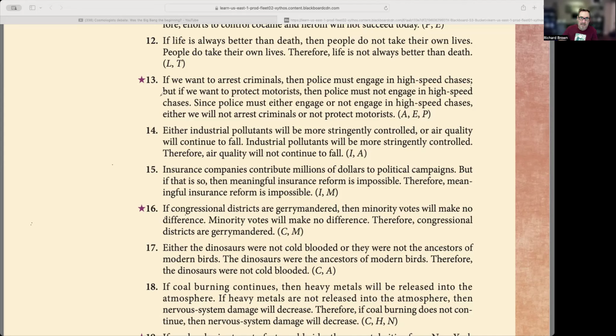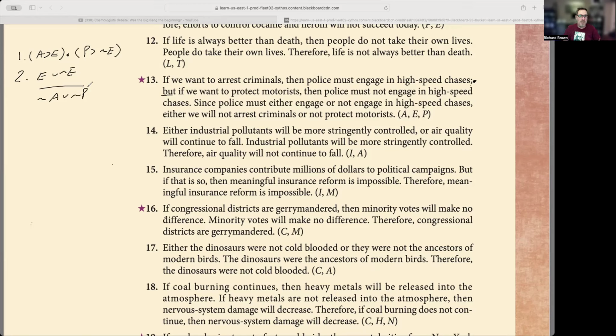We have this semicolon and "but" right there, so that's going to be a dot. And we have 2 horseshoe operators. So our first premise says, if we want to arrest criminals, then police must engage in high-speed chases. And the second part says, if we want to protect motorists, then police must not engage in high-speed chases. The second premise says, since they must either do it or not do it, so you either get E or not E, the conclusion of this is that you either will not arrest criminals or not protect motorists. Okay.